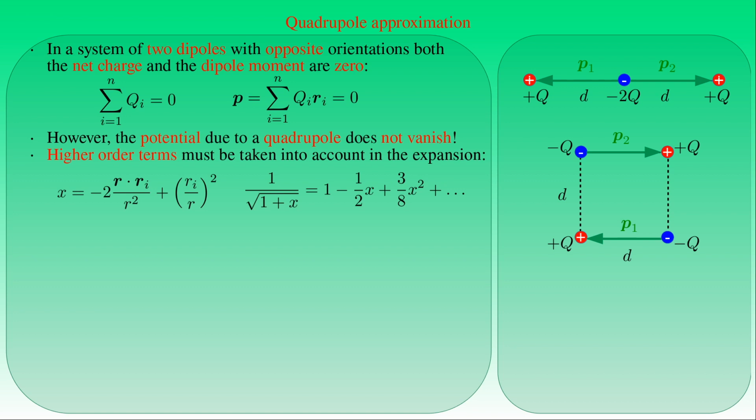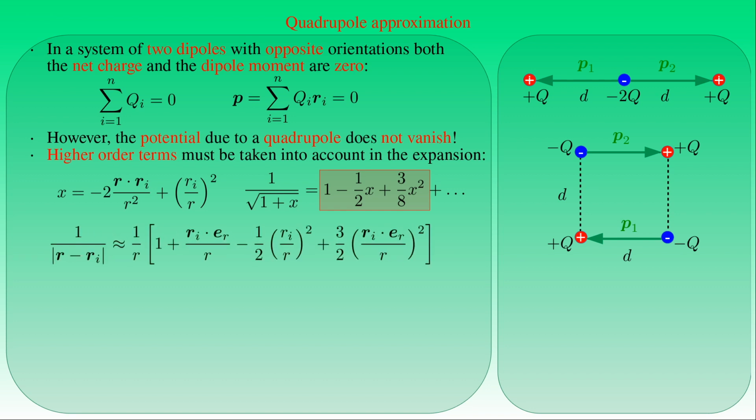In the dipole expansion of the potential we cut the sum of the infinite series after the terms of first order in Ri, but in the quadrupole expansion we include the second order terms in the approximation. As a result, the reciprocal of the distance between the point P and the point charge Qi can be approximated as 1 over r times the quantity of 1 plus the scalar product of Ri and the unit vector Er divided by r, minus 1 over 2 times the square of Ri over r, plus 3 over 2 times the square of the scalar product of Ri and the unit vector Er divided by r. Here we drop the terms where Ri is raised to the power greater than 2.